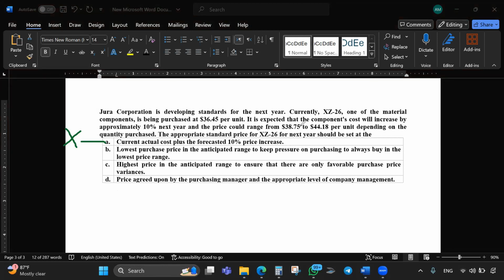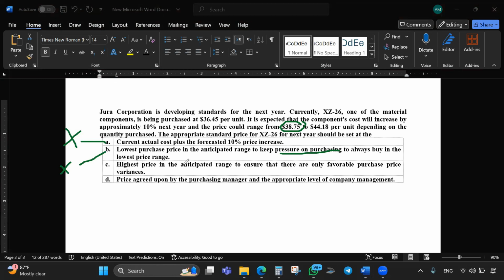B, lowest purchase price, which is 38.75, in the anticipated range, to keep pressure on the purchasing agent to always buy at the lowest price range. This is not correct because our purchasing agent in the company may buy for much higher cost than 38 if the quantity is low. So answer B is not correct.